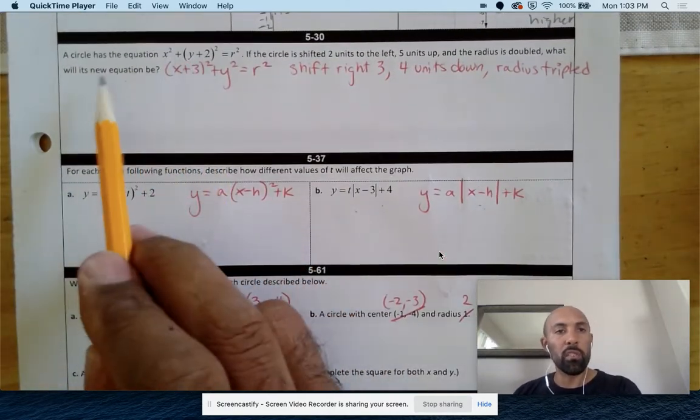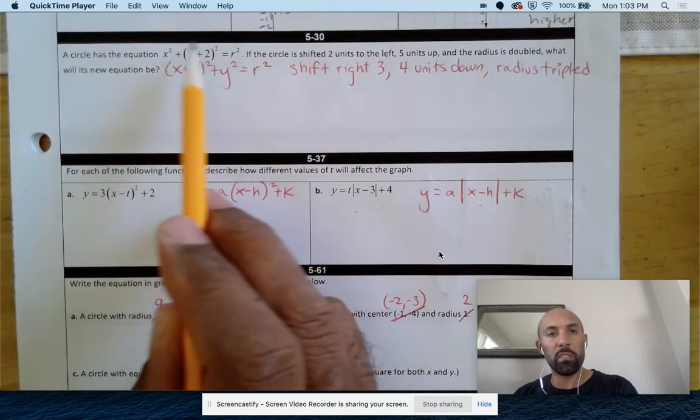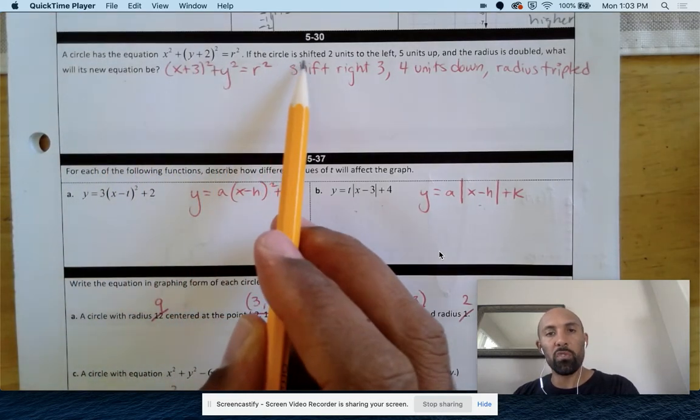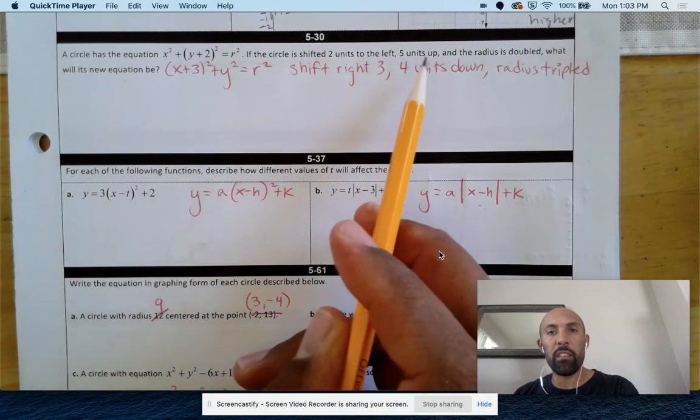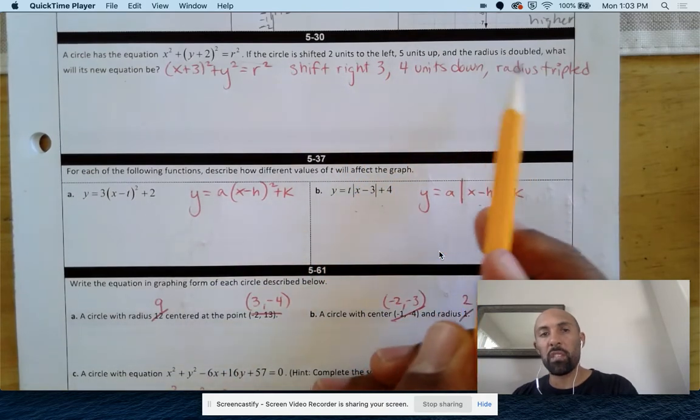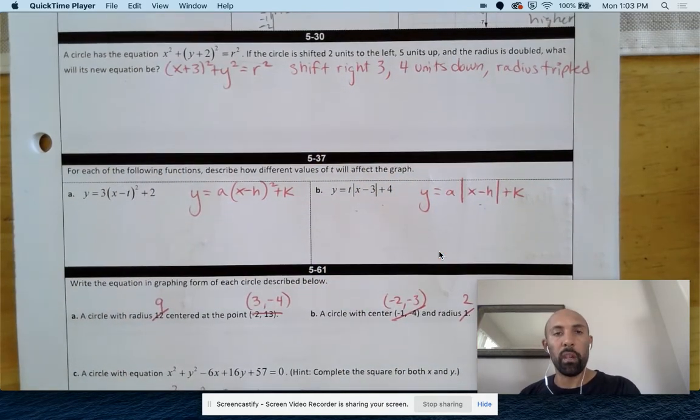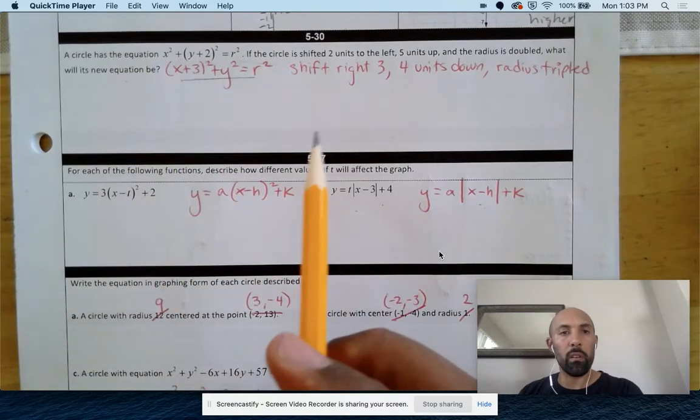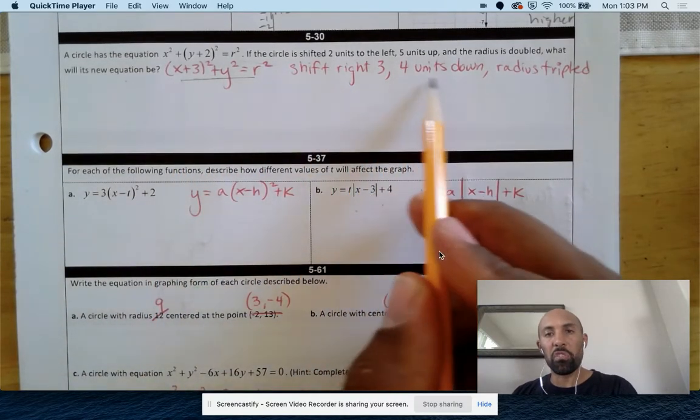All right, so now a circle equation. Okay, so this is your original circle equation. If this circle shifted this many units to the left and 5 units up, and the radius is double, what will the new equation be? Okay, so we're going to use this equation here for my example. And we're going to use these shifts instead.